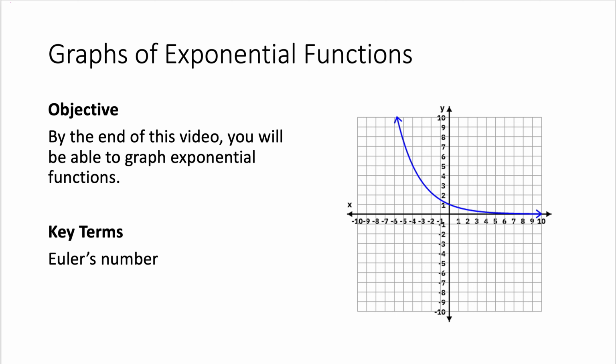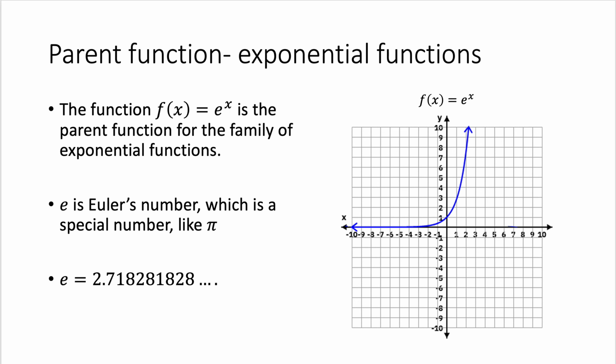Talking about how to graph exponential functions. So the parent function of exponential functions is f of x equals e to the x, where e is Euler's number. So it's a special number like pi that's used in a lot of math problems. We're going to be using e a whole lot more in a later unit this year. But just to get you started, the first few digits of e are 2.718281828, and then it just keeps going on forever.